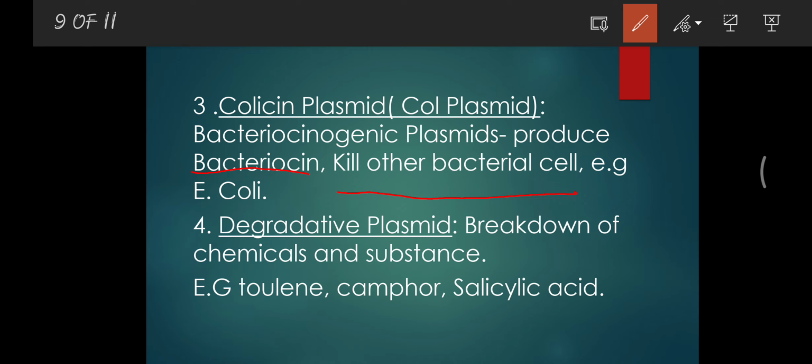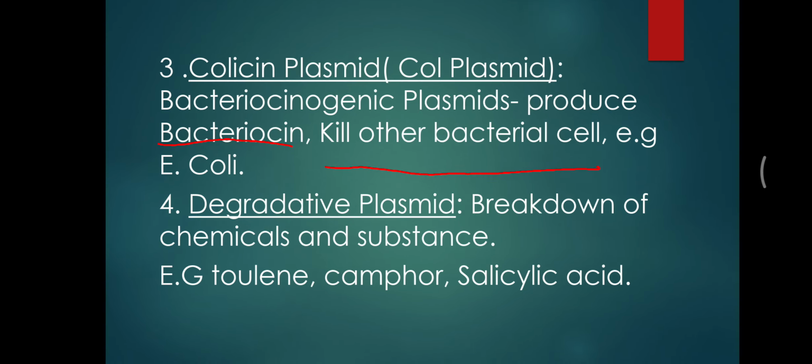Then fourth one is the degradative plasmids. These plasmids have the ability to break down different types of chemicals and industrial waste products or industrial substances, for example toluene, camphor, salicylic acid. So whatever types of waste byproducts generated by the bacterial cells during the industrial fermentation, degradative plasmids help in the degradation of these types of substances.